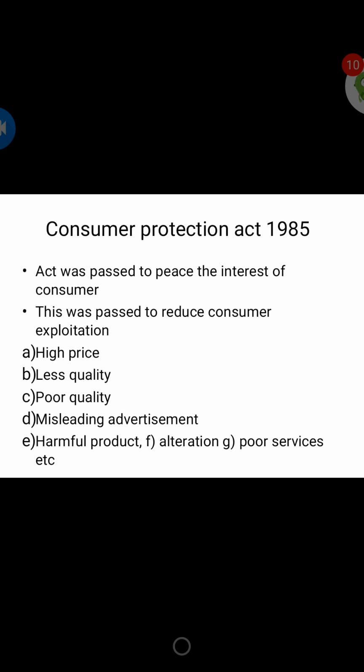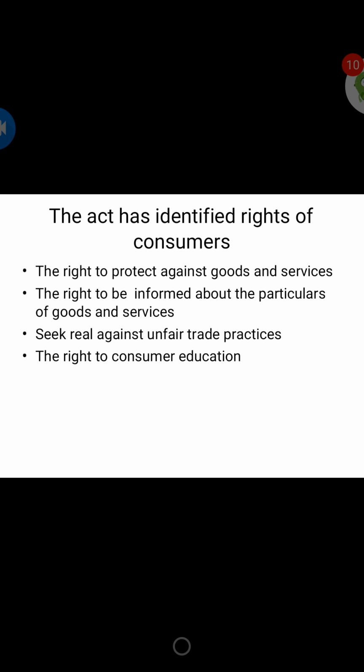The next is poor services. Poor services like after sales service, installation, repair services, warranty and guarantees, all these are after sales service. If a product doesn't have such service, we call it poor services. These are the things which exploit the consumer, and to protect the consumer from all these things the Consumer Protection Act was passed.